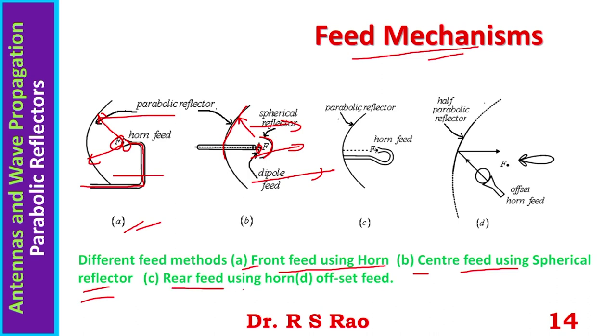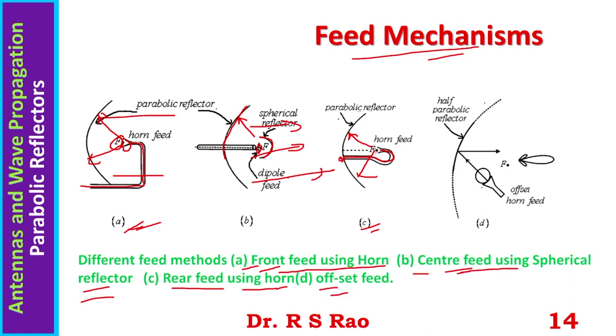In C is shown rear feed using a horn. So this is the feed point. This is a waveguide kind of thing. So the wave travels like this, gets emitted, goes and gets hit like this. Notice A and C have a lot of similarity. A is front feed, whereas C is rear feed.